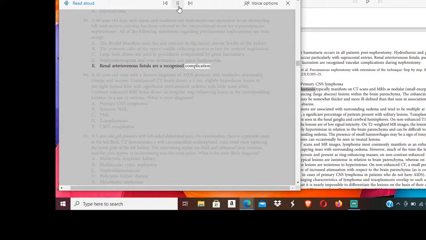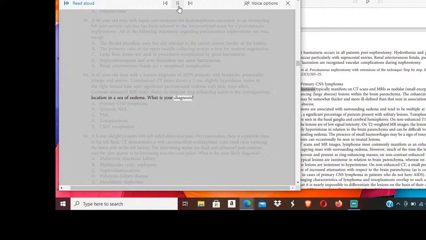Recognized complication. 94. A 43-year-old man with a known diagnosis of AIDS presents with headache, personality change and seizure. Unenhanced CT brain shows a 5 cm, slightly hyperdense lesion in the right frontal lobe with significant peritumoral edema with little mass effect. Contrast-enhanced MRI brain shows an irregular ring-enhancing lesion in the corresponding location in a sea of edema.